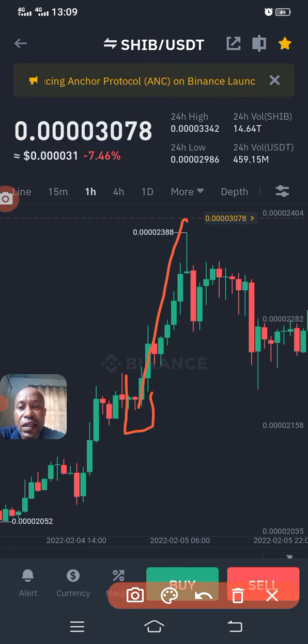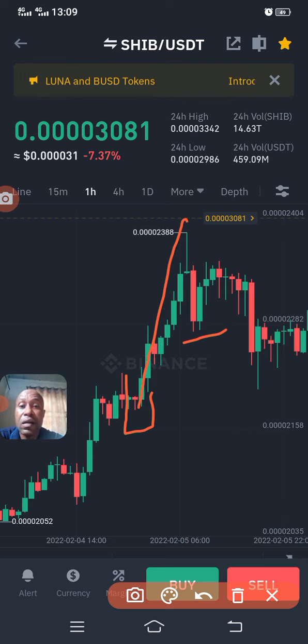Immediately price got to that area, people that bought from here now sold, and that's the reason why you saw that candle coming down. And immediately that candle ended in 1 hour, another candle came, which is a sell candle. It sold and got to this area.